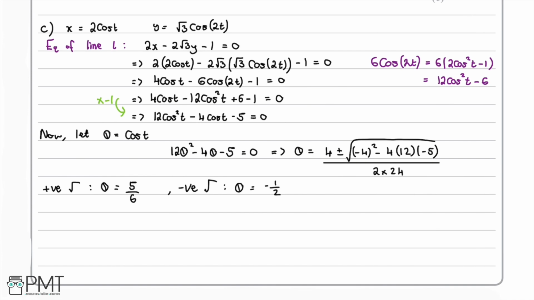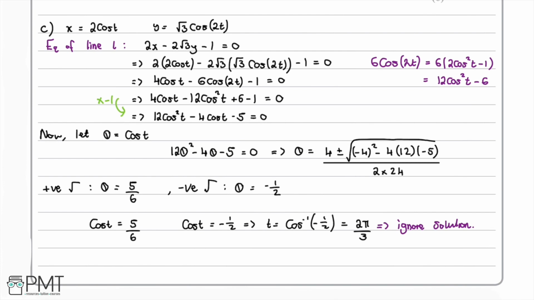So recall that we let theta equal cos t, so that means cos t is equal to 5 over 6, and also cos t is equal to negative 1 over 2. Quickly we notice that t is equal to inverse cos of negative 1 over 2. Putting this into our calculator, this comes out as 2 pi over 3. But we already know this, so this means that we can ignore this solution. So we'll just write here, ignore solution.